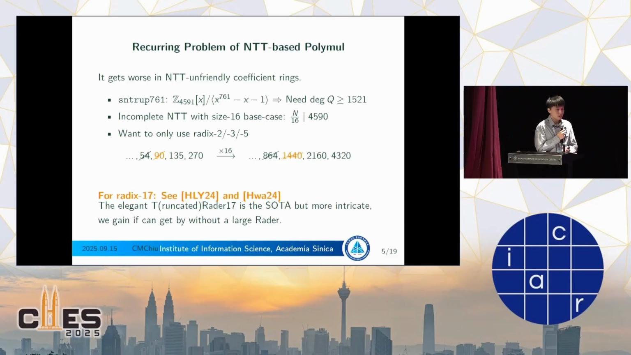As a quick side note, I want to mention that the state-of-the-art approach actually embraces the use of radix 17. Specifically, they propose to implement radix 17 with truncated Rader NTT. It is much simpler and much faster than the naive implementation, and the math behind it is quite elegant indeed. However, at the end of the day, it still uses quite a bit of multiplication, so we still want to avoid it as much as possible.